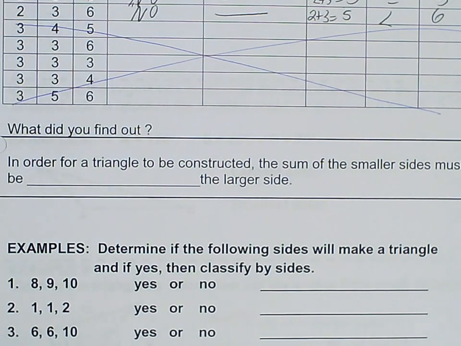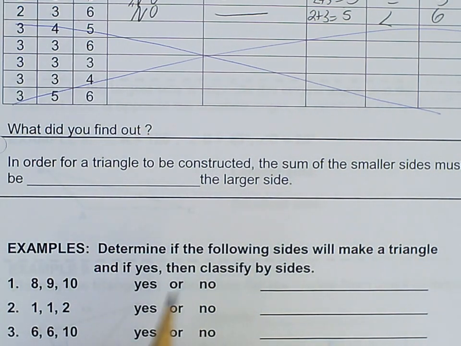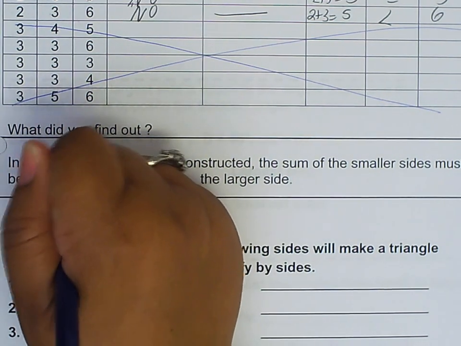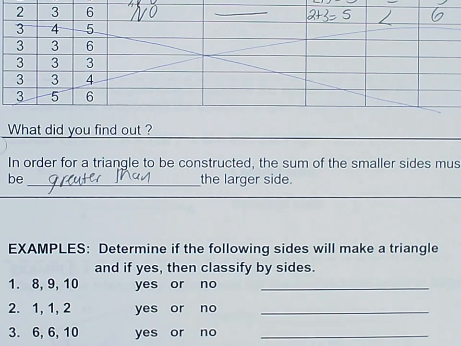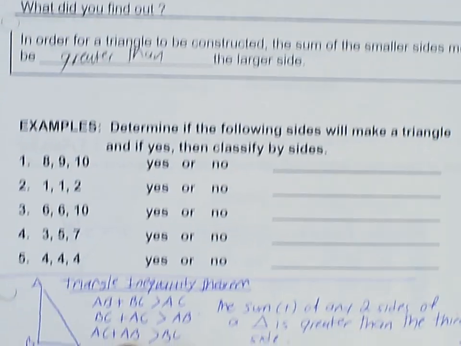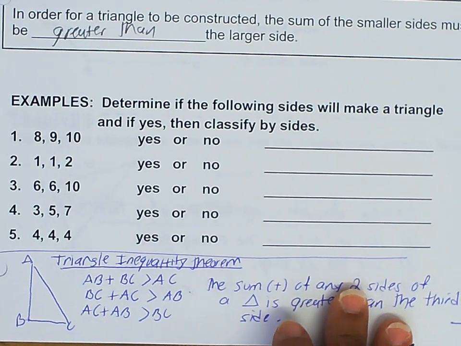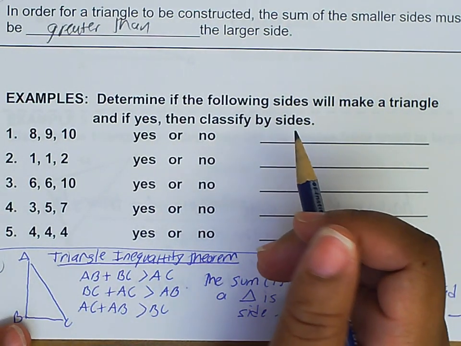Okay. What did you find out? In order for a triangle to be constructed, the sums of the smaller sides must be greater than the larger side. Okay, so we're going to just go ahead and do some more of these, and then here's a triangle theorem right here, inequality theorem. So let's just go through these.